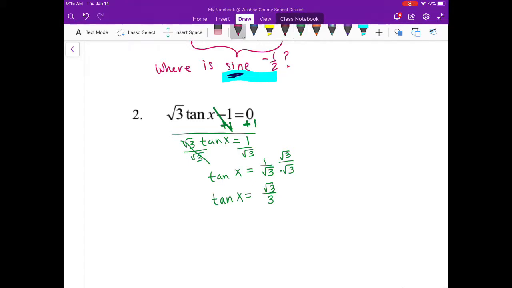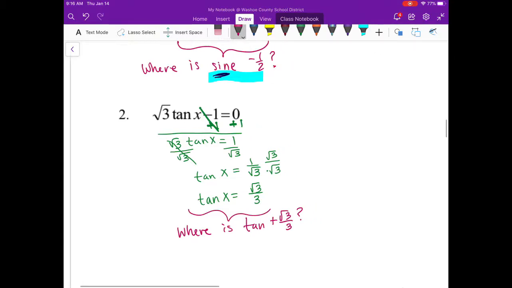So again, this is the point where you ask where in the unit circle is tangent square root of 3 over 3. Okay? Now, it's a positive square root of 3 over 3. That's important because it's going to make a difference for our quadrants. Tangent and cotangent are going to be more of the complicated ones because you can't just use any of the tricks like where's the x value, where's the y value. Tangent requires a little bit more work.